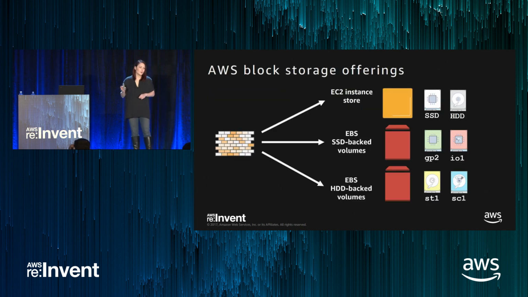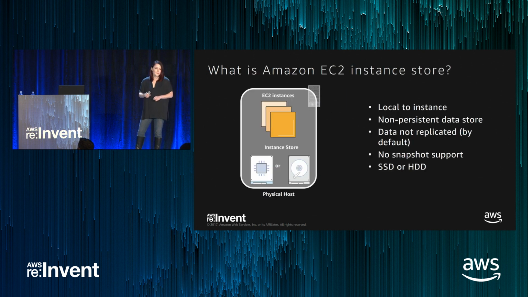So within block, we've got three main types. There's EC2 local instance storage, then there are SSD-backed EBS volumes and HDD-backed EBS volumes. So just first, a couple notes on instance storage. How is it different? First of all, with instance storage, you're dealing with physical disks. These are local to the physical host that's hosting your instance, so they act exactly as you would expect a locally attached HDD or SSD drive to behave.